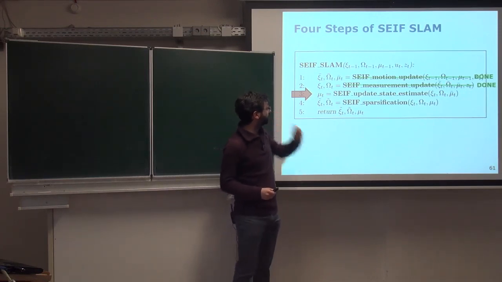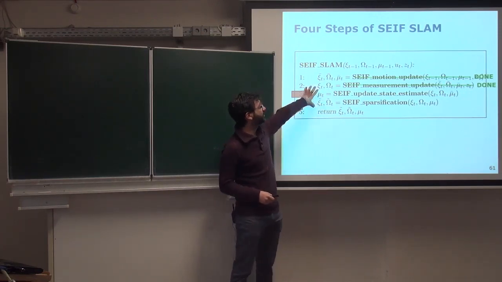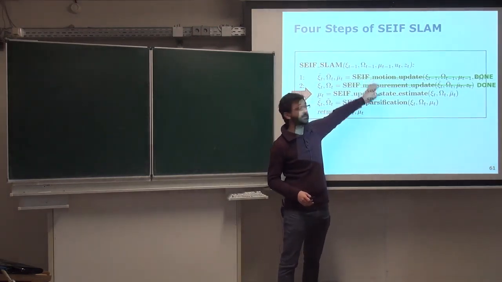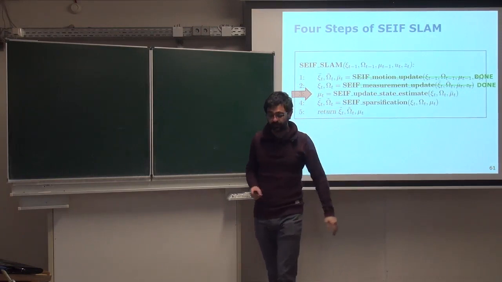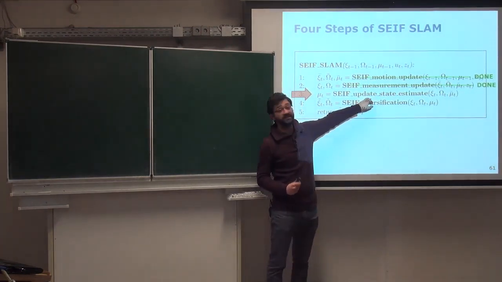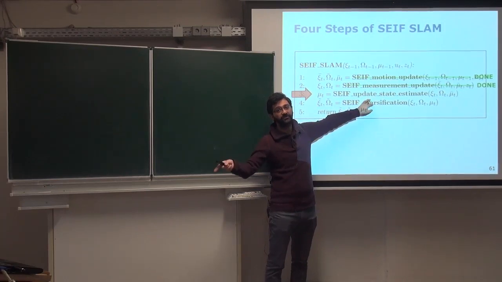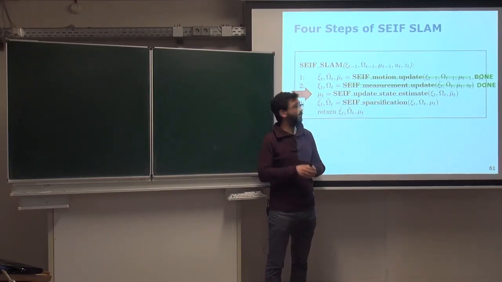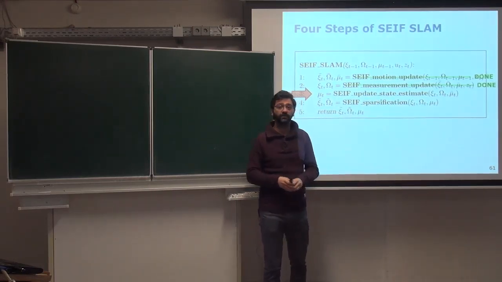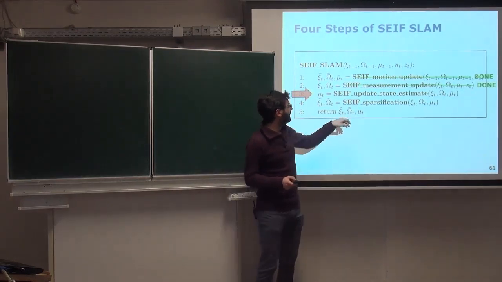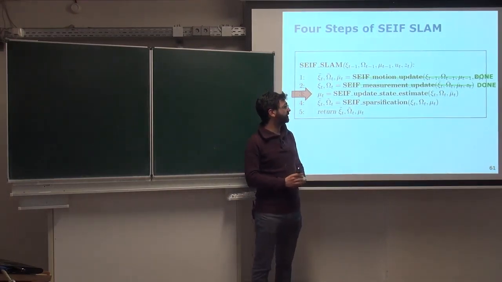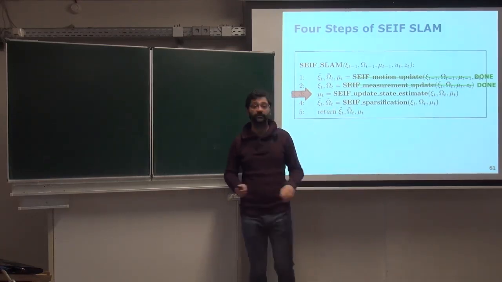So what we've seen last week on the sparse extended information filter, we stopped here. So we have seen how to do the motion update and how to do the measurement update. What we're going to see today is how to do the update of the state estimate, at least partially, because there will be a pointer to the end of the whole set of lectures, because there is a way of computing this. Actually, we'll see it later on when we talk about optimization-based SLAM. And then we'll see how the sparsification works and how we can compute the sparsified information vector and information matrix.